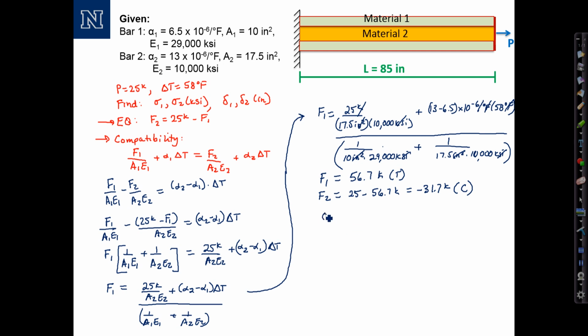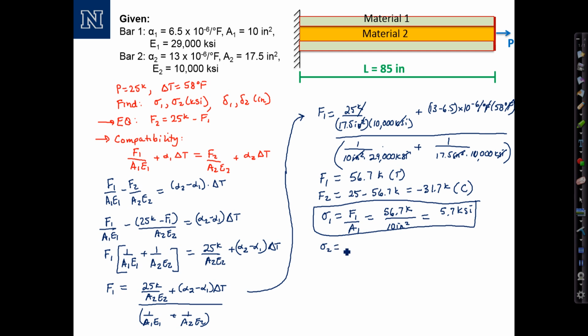Solve for the stresses. Sigma 1 equals F1 over A1 equals 56.7 kips over the area 10 inches squared, which is 5.7 KSI, which is the units we like to work with for stresses. Sigma 2 is equal to F2 over A2, negative 31.7 kips over 17.5 inches squared, or negative 1.8 KSI.